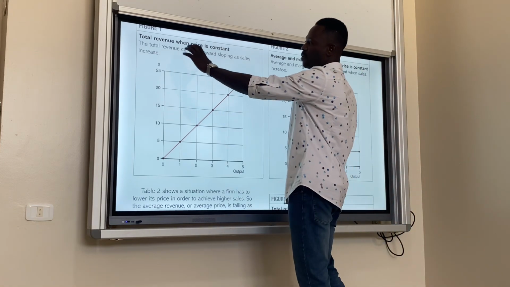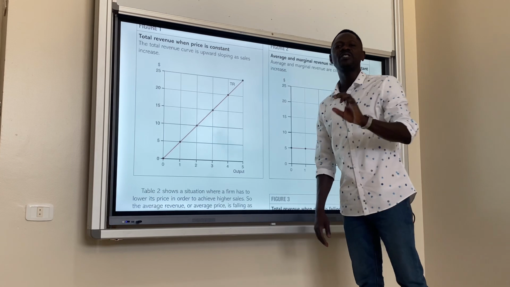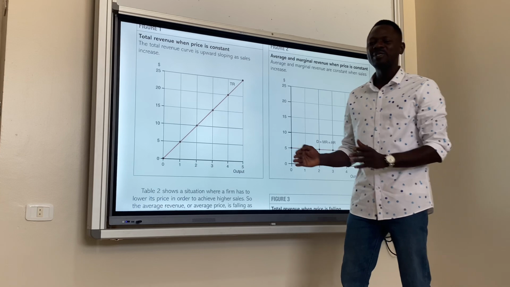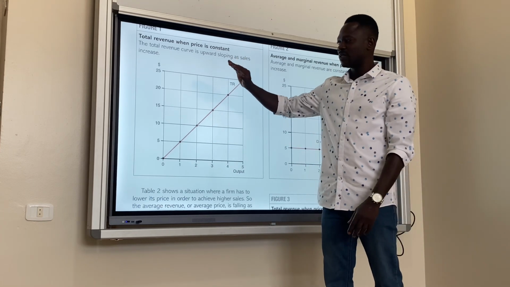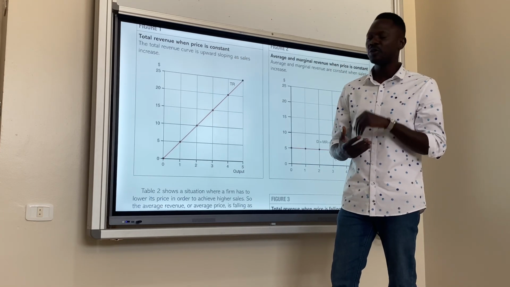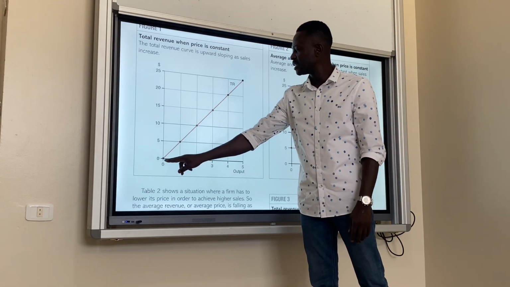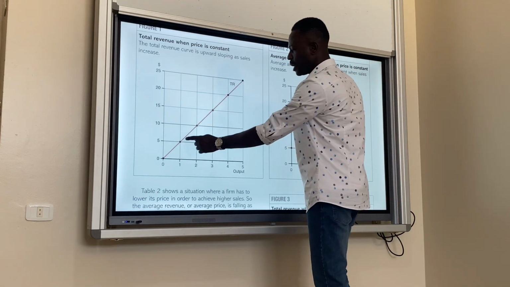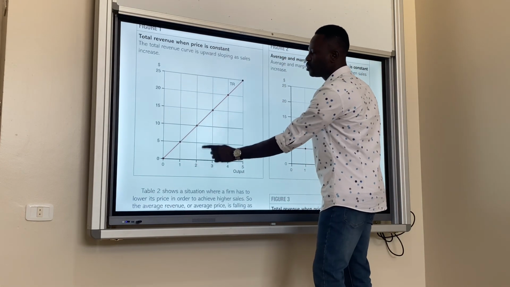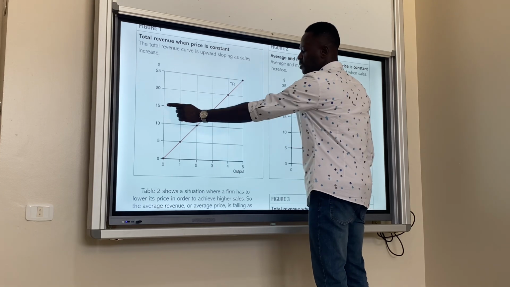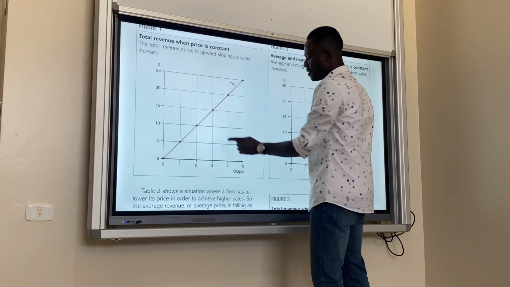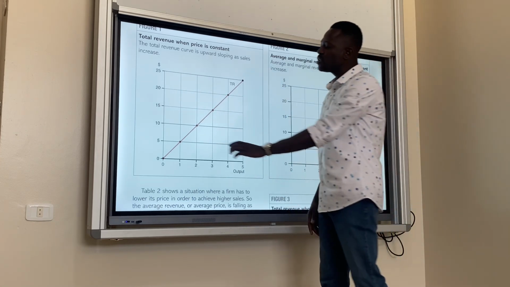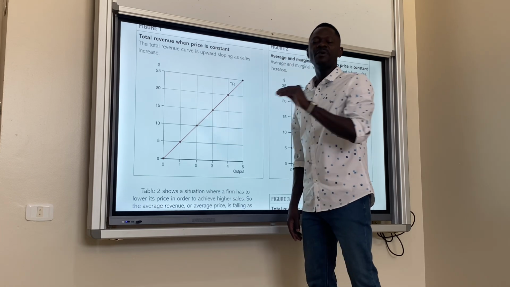When the price of a product is constant, the total revenue will increase as sales increases. So look at here, when the quantity sold is 0, the total revenue is 0. When the quantity sold is 1, the total revenue will be 5. When the quantity sold is 2, the total revenue becomes 10. 3, the total revenue becomes 15. 4, the total revenue becomes 20. 5, the total revenue becomes 25. So it is an upward slope. The revenue curve is an upward slope if the price is constant.